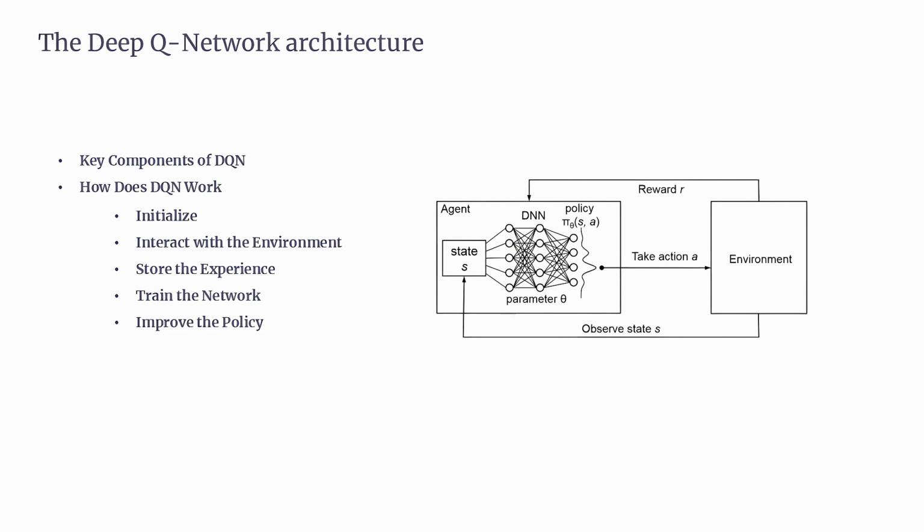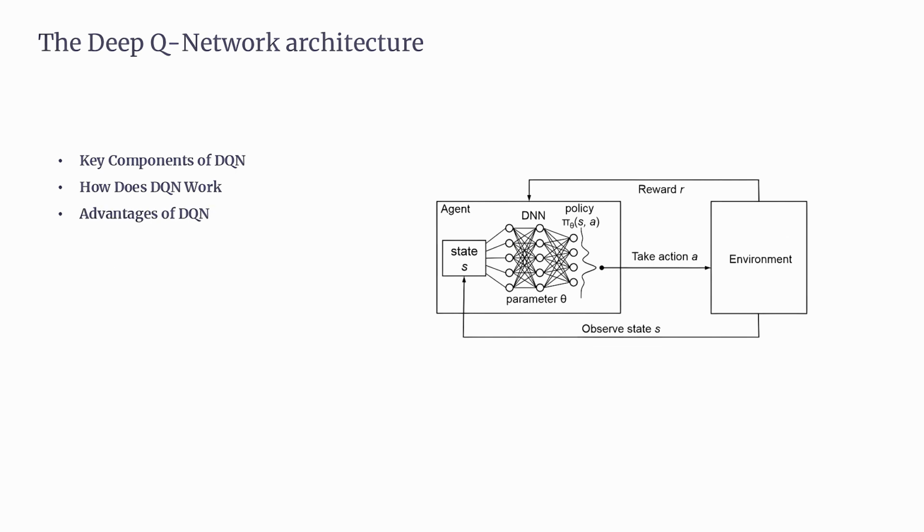5. Improve the policy. Over time, as the agent collects more experiences and updates the network, its decision-making improves, leading to better performance. The third.